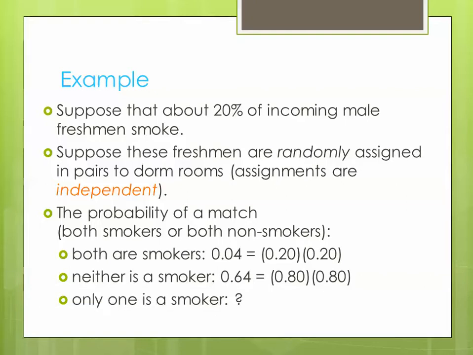What about only one being a smoker? Well, now we have the complement of a match, which is only one being a smoker. So it's 1 minus 0.68 or 0.32. So it's an example that combines a number of rules.